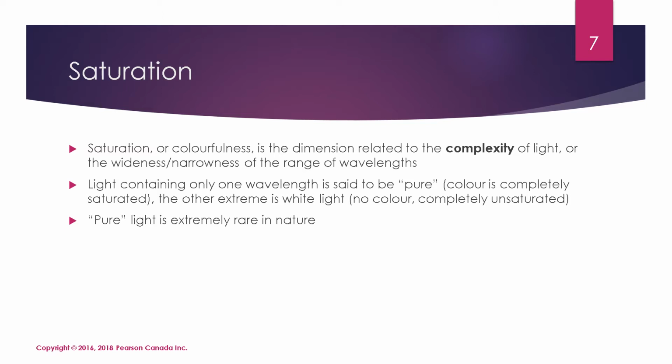So depending on how many different types of wavelengths are hitting us at once, that would indicate a higher complexity of the waves. If we had light that contained only one wavelength, so it was reflected back identically by every aspect of a particular object, it would be said to be pure. So the color would be completely saturated. The other extreme is white light, which has no color, and therefore we would consider it completely unsaturated.